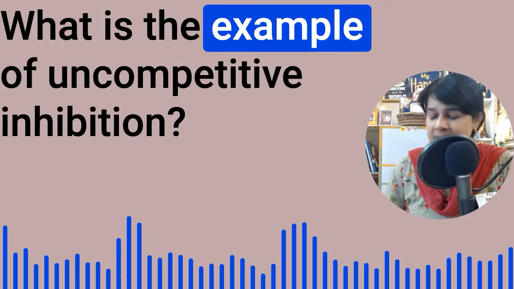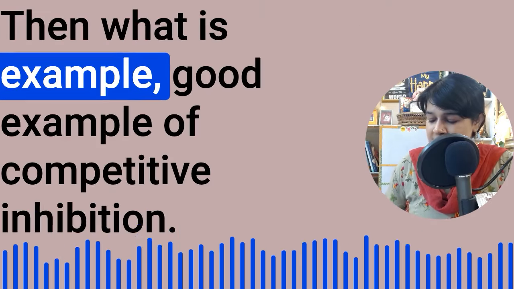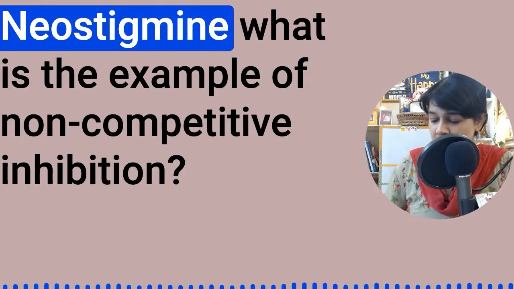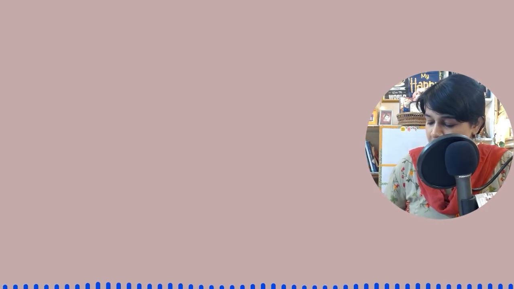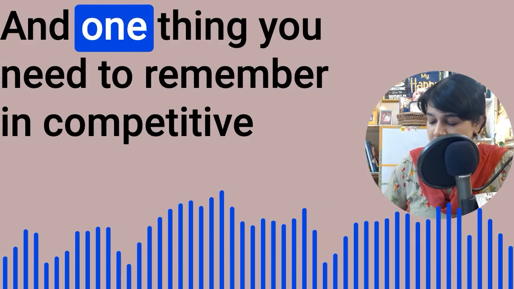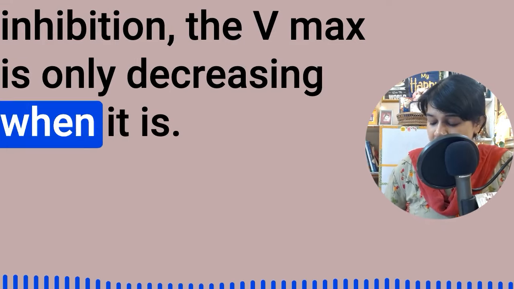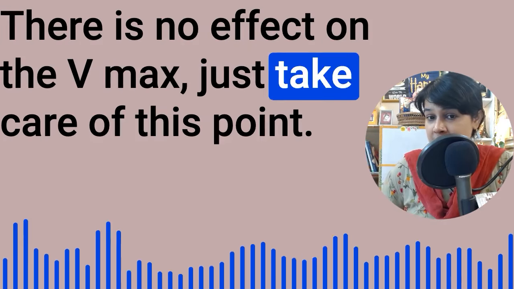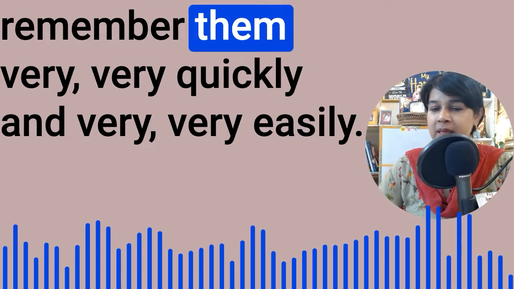Okay. What is the example of uncompetitive inhibition? Lithium. Okay. Then what is the good example of competitive inhibition? Physostigmine, neostigmine. What is the example of non-competitive inhibition? Cyanide. Okay? Cyanide. And one thing you need to remember, in competitive inhibition, the Vmax is only decreasing when it is irreversible type. Else there is no effect on the Vmax. Just take care of this point. Okay? So just make a table of all these points and you will get to remember them very, very quickly and very, very easily.